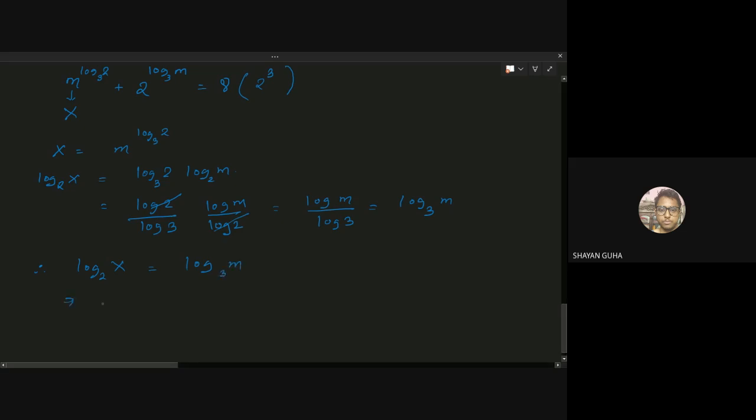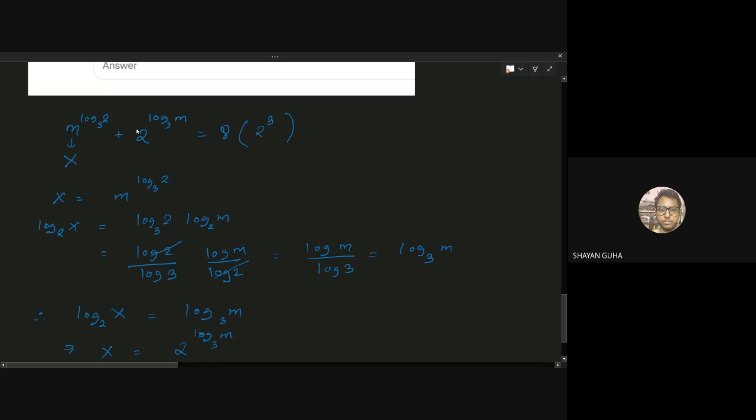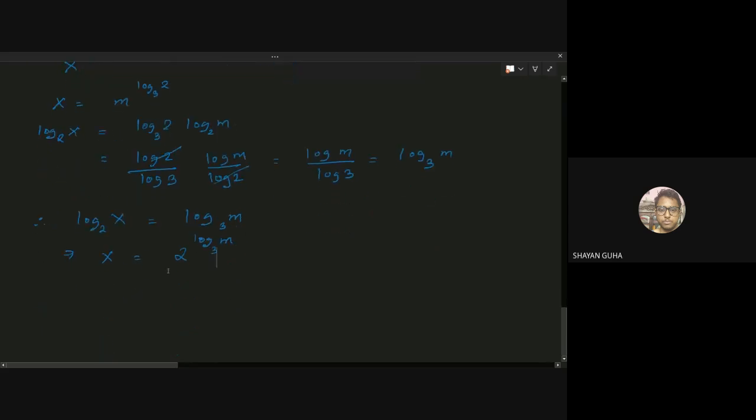And ultimately then what is x? X is nothing but 2 to the power log m base 3. This is the simplification of x. Initially x was m to the power log 2 base 3. I just simplified it to be 2 to the power log m base 3.